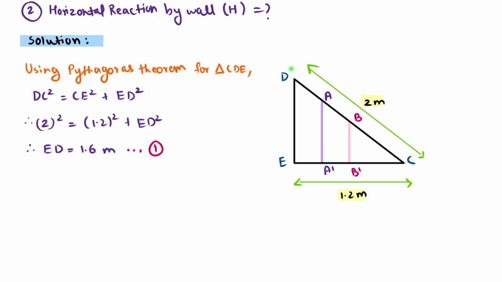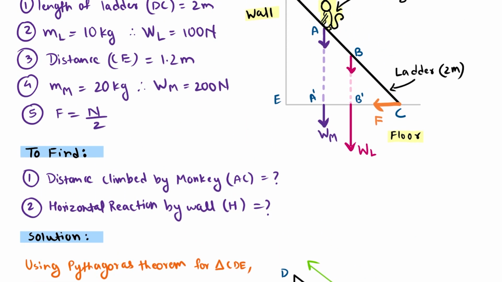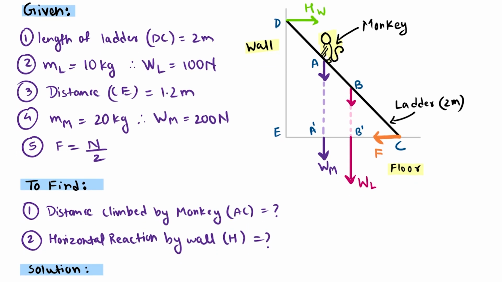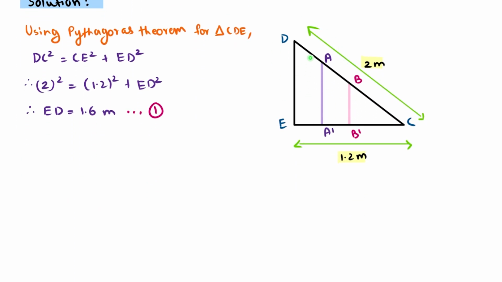सबसे पहले, let us consider this triangle. Now this triangle represents this situation minus all the force components. We are just focused on the distances which are at play at this moment. So हम जो है consider करेंगे only the distances. So यहाँ पर हमें length of ladder, that is DC, is given to us as 2 meters, and the separation between ladder and the wall is given to us as 1.2 meters. That is the length between points C and E.